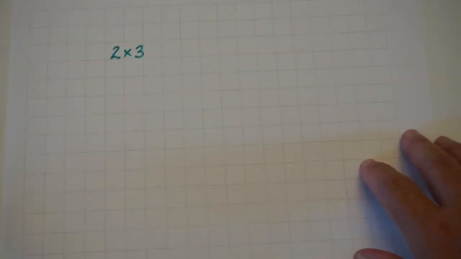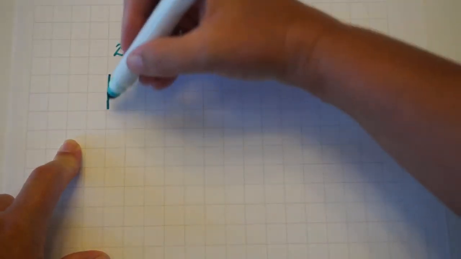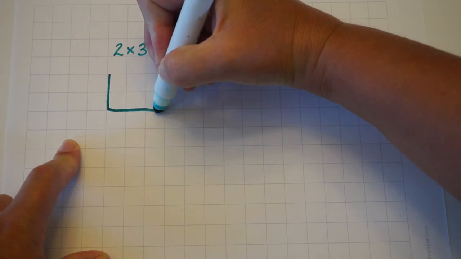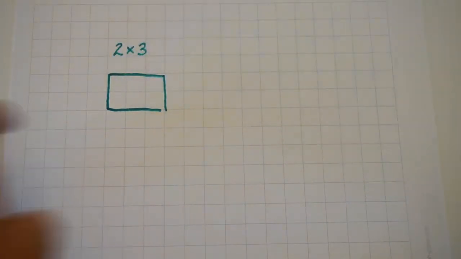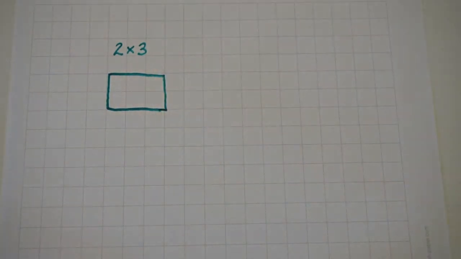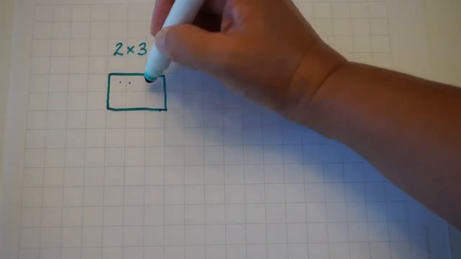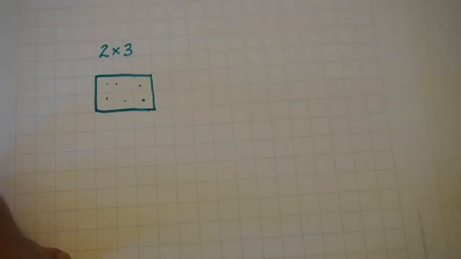We could also do this representation using graph paper. So instead of using physical objects, we could draw this out. So 2 times 3 is going to be a rectangle with a height of 2 and a width of 3. And here as well, I can count up the area. I can count the units, the square units that are inside there. 1, 2, 3, 4, 5, 6. That supports the fact that 2 times 3 is equal to 6.